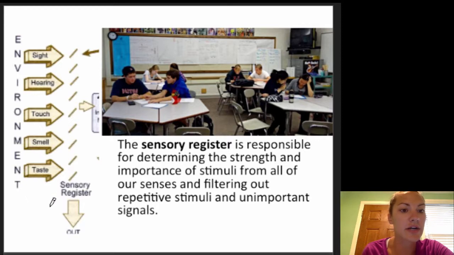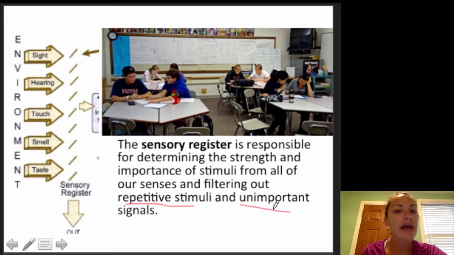So the very first stage that we're going to be looking at is the sensory register. The sensory register is here depicted by these slots, these blinds. The sensory register is responsible for determining the strength and the importance of every stimuli that we have. So how we register touch, sight, hearing, smell, taste, all of those things, and filtering out things that are repetitive or that are deemed unimportant.